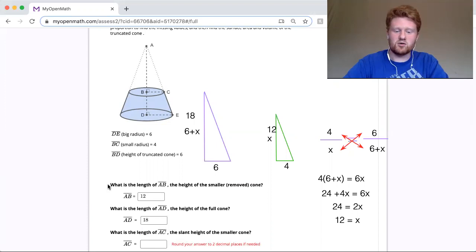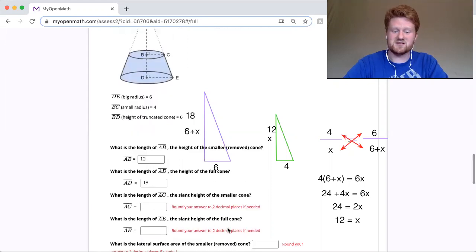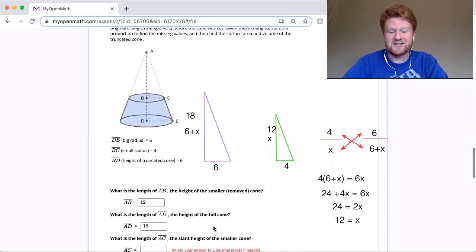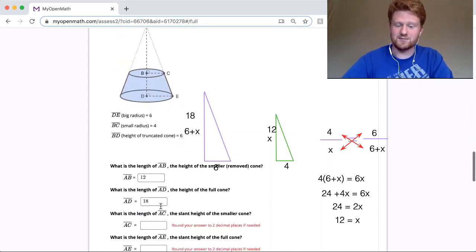So now the next two questions, I'm not going to solve for them because you know how to do it, but I'm going to give you the hint. It wants the slant height of the smaller cone and the slant height of the full cone. That's really asking you to find the diagonal of this green triangle and the diagonal of the purple triangle. What are you going to do to find that? Your handy dandy Pythagorean theorem, because these are right triangles due to these right angle symbols right here. So that's how you're going to figure out these two problems.